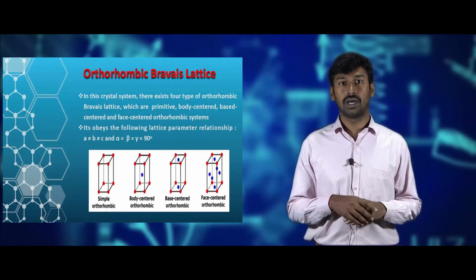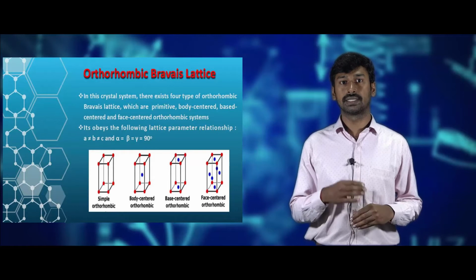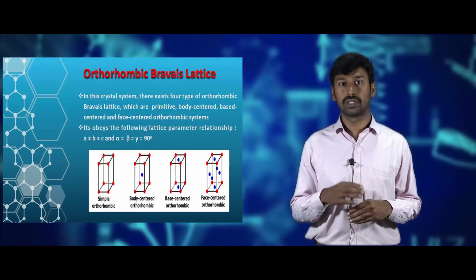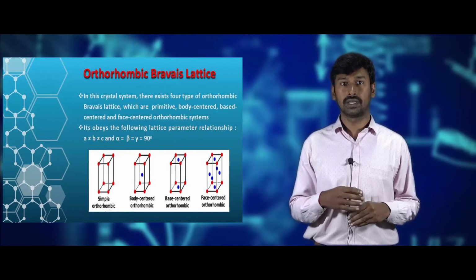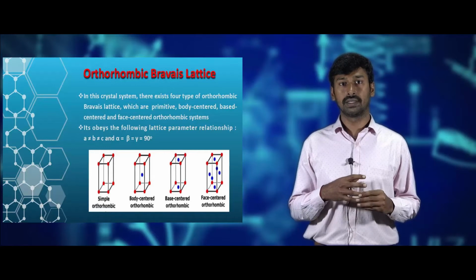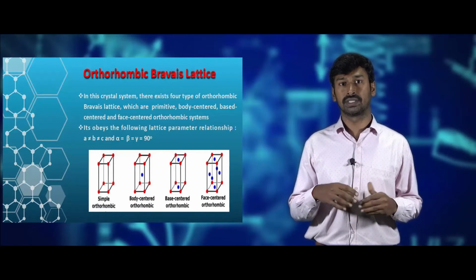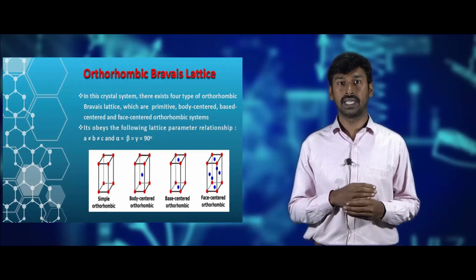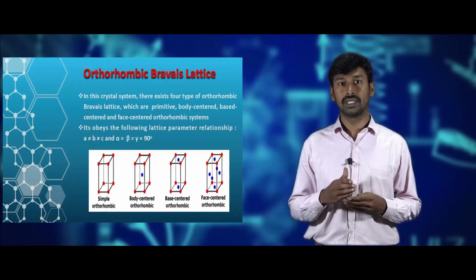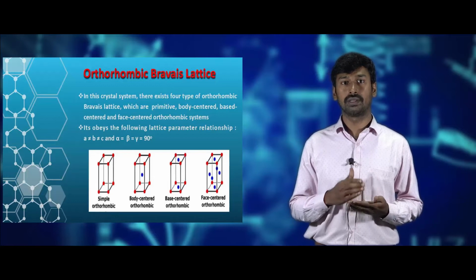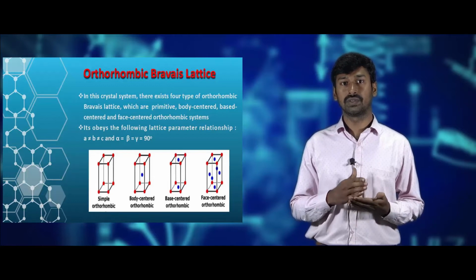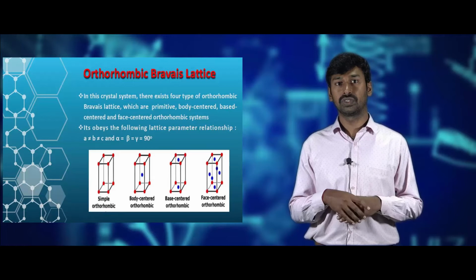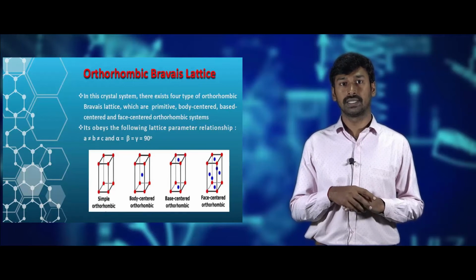We will see the orthorhombic Bravais lattice. In this crystal system, there exist 4 types of Bravais lattice, which are primitive, body-centered, face-centered and base-centered. It obeys the following lattice parameter relationship: a is not equal to b, b is not equal to c, and alpha is equal to beta, beta is equal to gamma, which is equal to 90 degrees. The figure illustrates the 4 types of Bravais lattice of the orthorhombic crystal system.